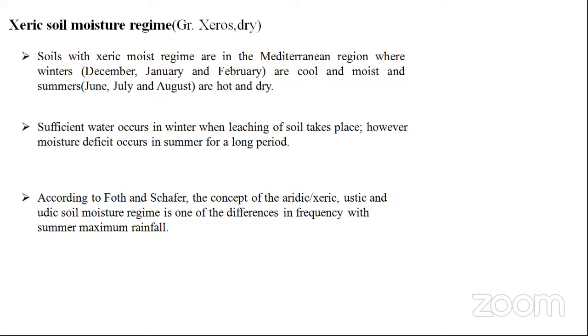However, moisture deficit occurs in summer. So what is the condition? Mediterranean means whenever water is available, there will be plenty of water, which leads to moisture washout. But in summer, there are completely drought conditions. This is the condition in xeric regimes.